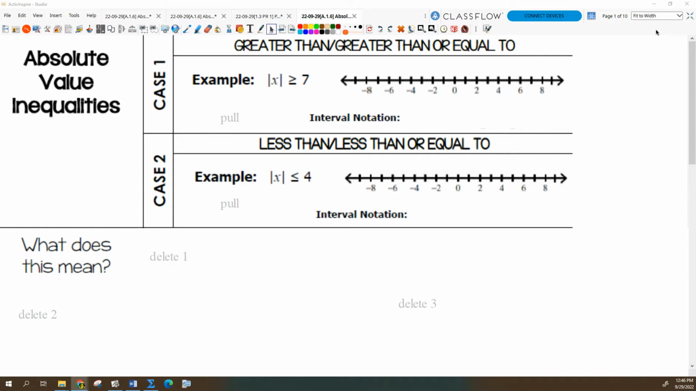So to expedite this, let's just quickly look at case one and case two. We want to see if we can come up with the graphs of these two absolute value inequalities. If the absolute value of x is greater than or equal to 7, what would the graph potentially look like? Let's look for some values of x that would make that inequality work.